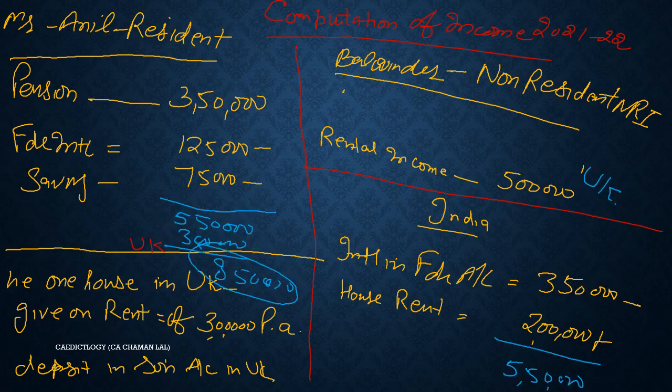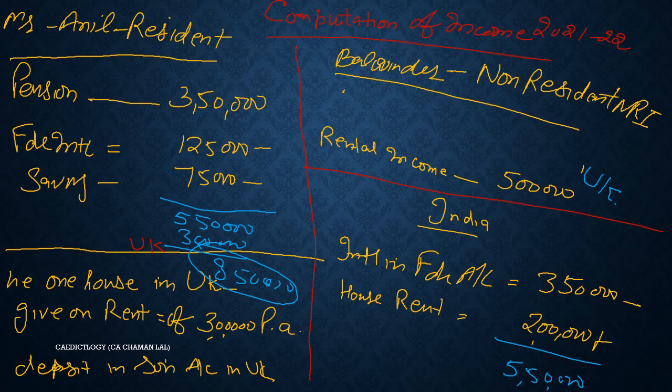Now the second part is Balvinder Singh, who is a non-resident of India, NRI. He is settled in the UK and has rental income of approximately 5 lakh per annum there. Balvinder Singh also has a deposit in India and income on that. He earned rental income of 2 lakhs, interest on FDR of 350, so he has earned 550 from India in 2021-22. What is the total income for Balvinder Singh for taxability in India?